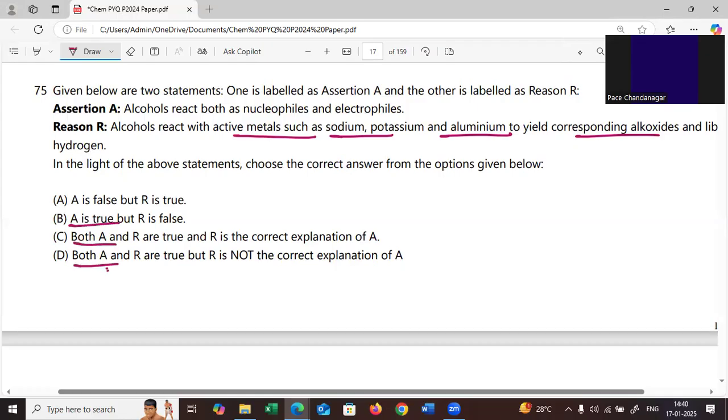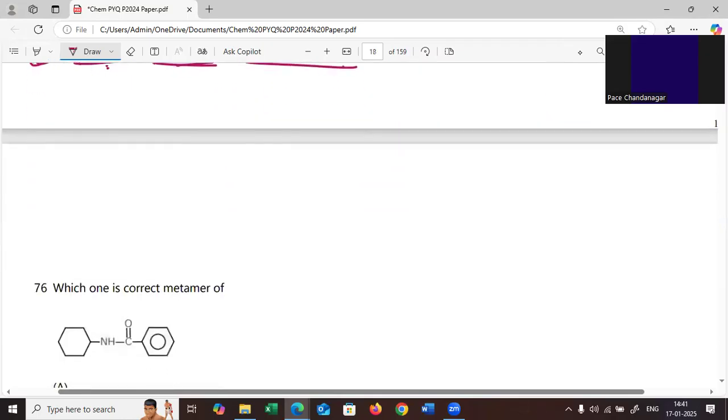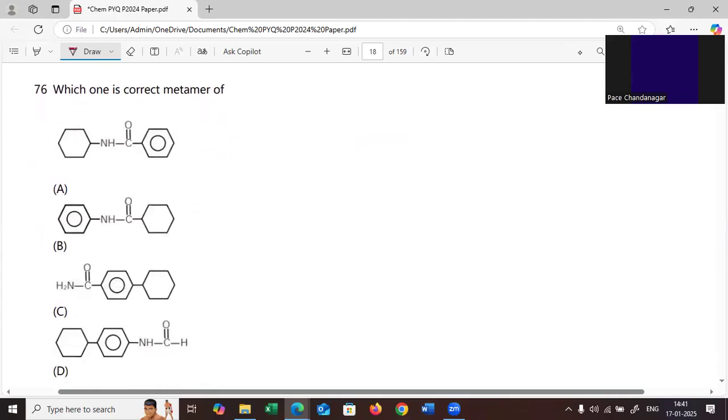And what happened to R here? R is correct, but it is not the explanation for that. See, alcohols react with active metals such as sodium, potassium, aluminum to get the corresponding alkoxides. This is true. The reason is correct, but it is not the correct explanation. Okay, next, which one is the correct metamer of this?